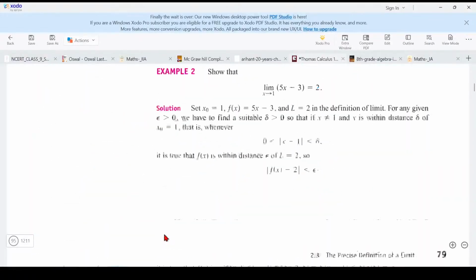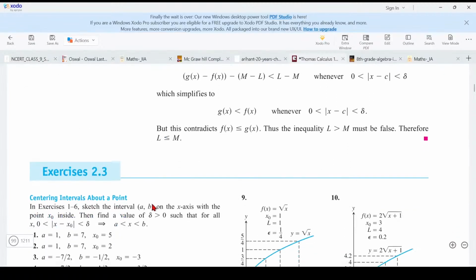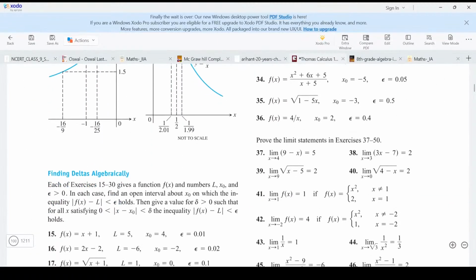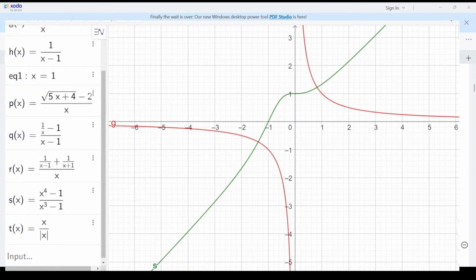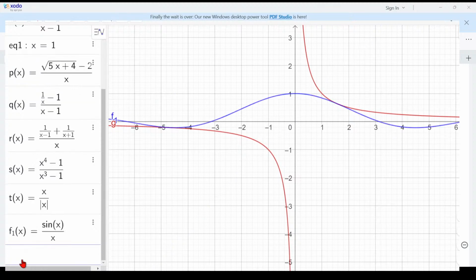Now another important thing I want to cover: sine theta by theta, limit theta tends to zero. First look at the graph. I'll draw the graph of sine x by x. Look at the blue graph. How does it look? What is the limit? Tell me, when x tends to 0?